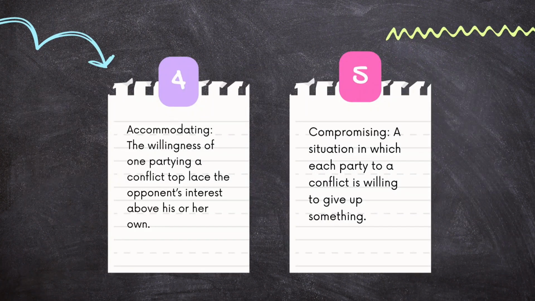The fourth one is accommodating. The willingness of one party in a conflict to place the opponent's interest above his or her own. The fifth one is compromising. A situation in which each party to a conflict is willing to give up something.